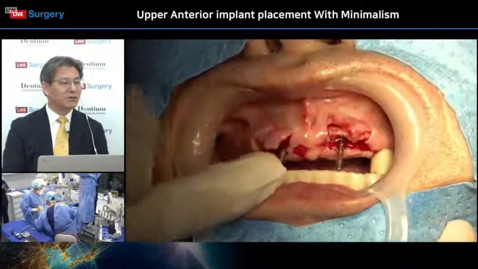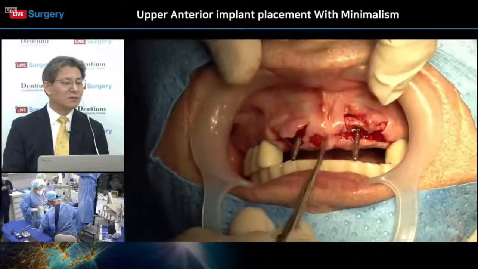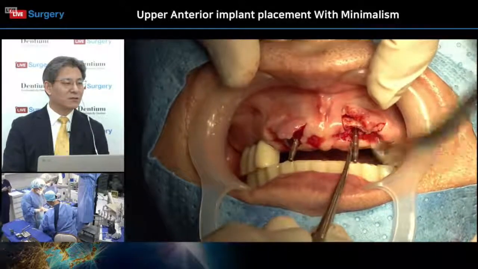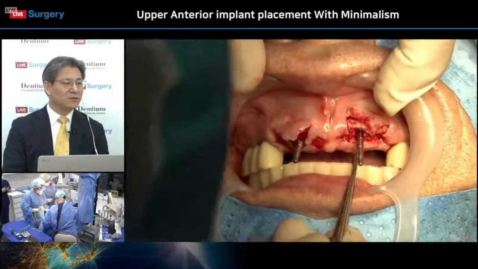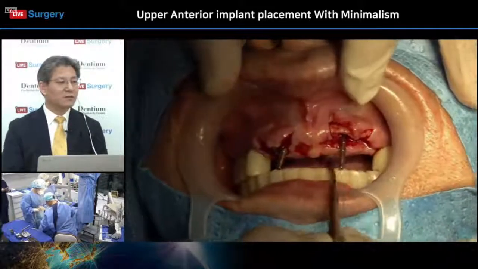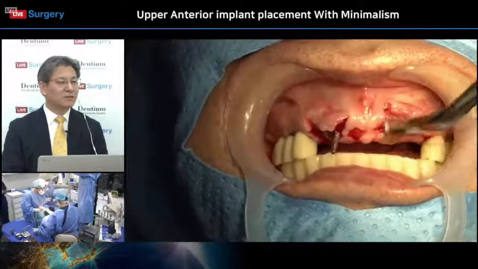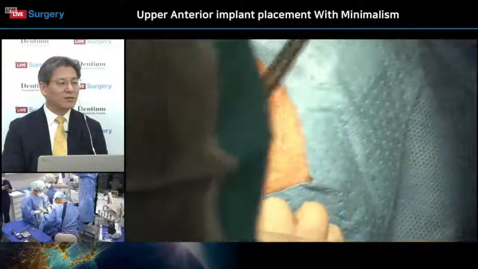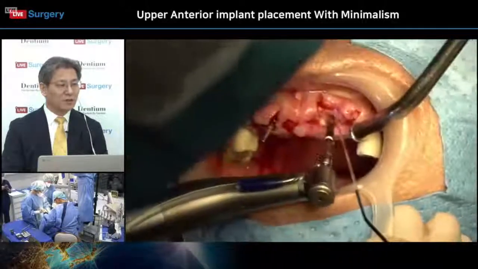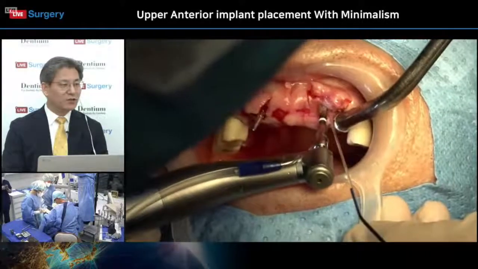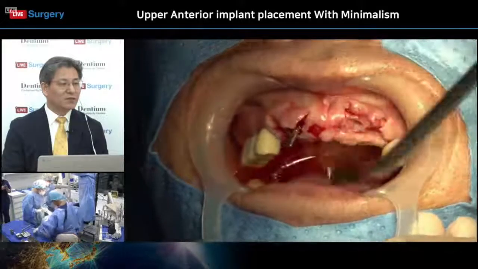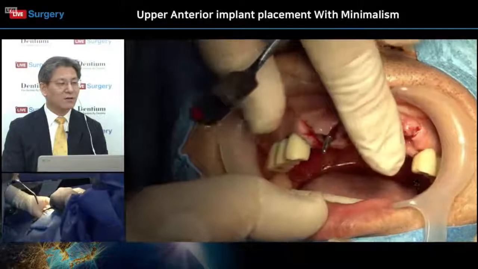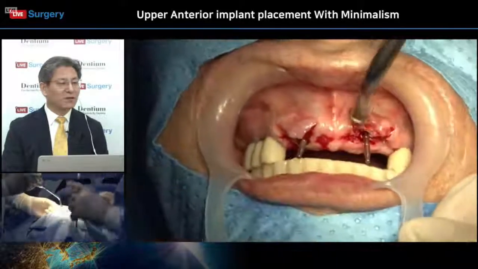Perfect situation. Try to check the midline. Yeah. From the midline, this side is a little bit distally positioned. Canine, femoris. He wants a little bit more adjusting for the proper position. The socket is an important reference point.